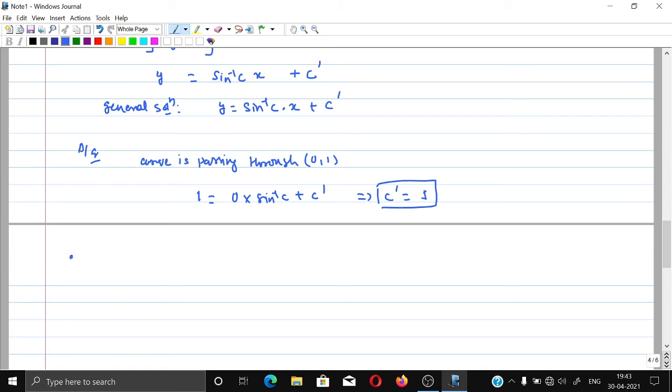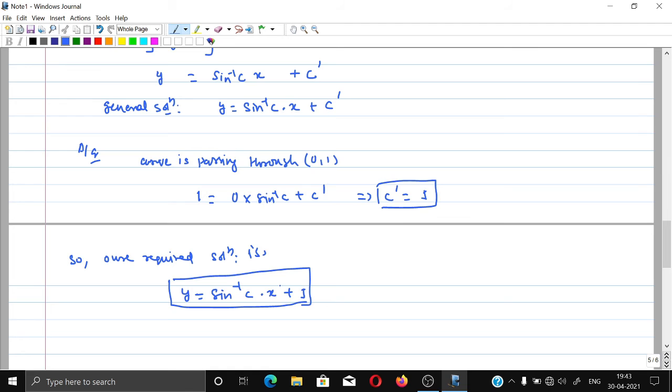So our required solution is y = sin inverse c times x plus 1. This is our particular solution of the problem.